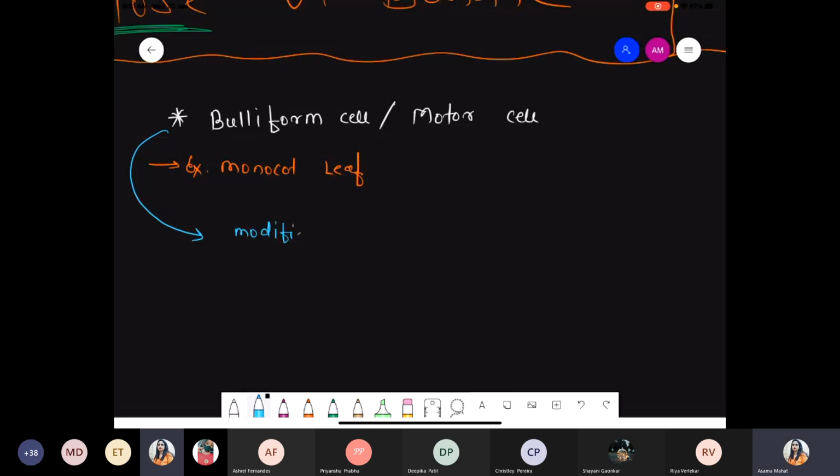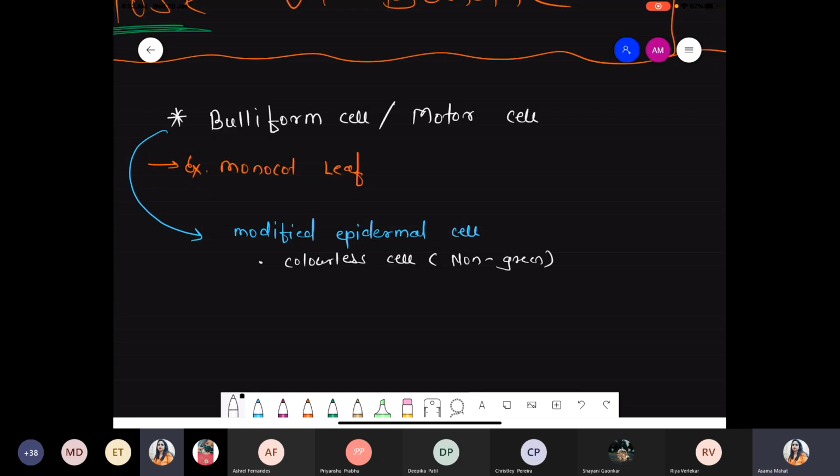Outermost cells, but now these are the modified epidermal cells. What kind of modification is present? In this condition, basically these are colorless. Normally when we are talking about the epidermal cells, these are green in color, but now these are colorless. Colorless means these are non-green. That is the first modification.